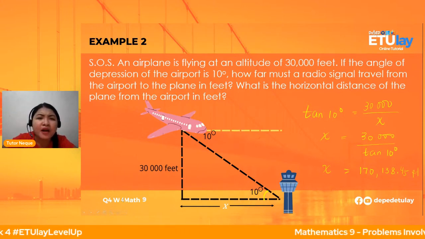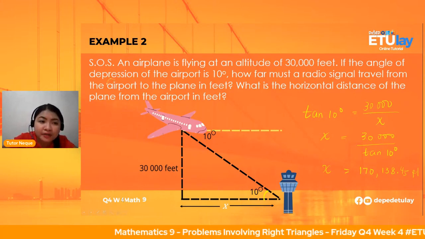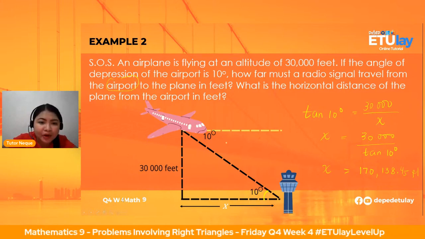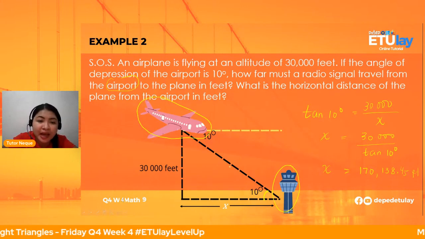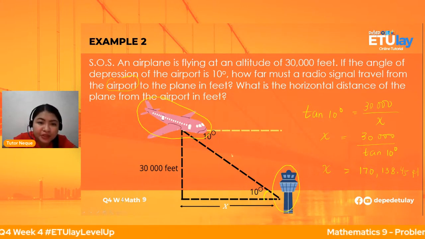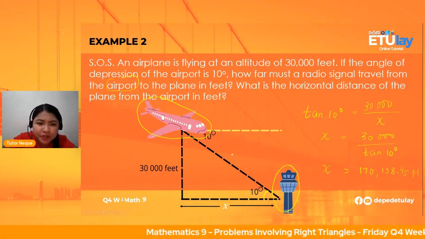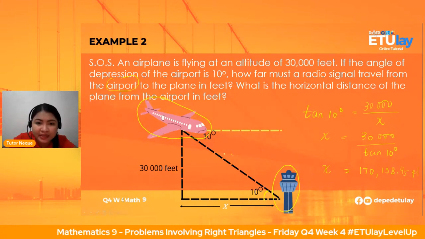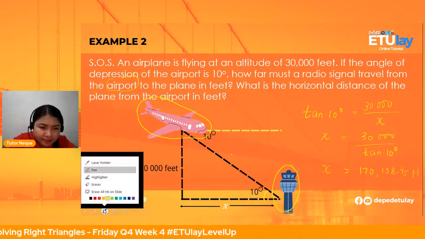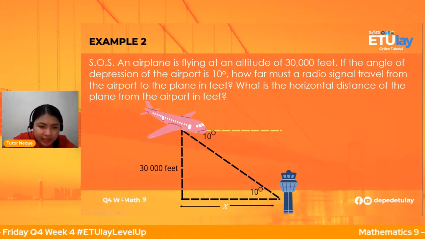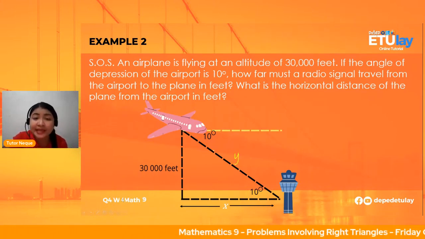Pero ang tanong, how far must a radio signal travel? Paano naman? From the airport to the plane. O, ito naman, airport to the plane. Yan. So, ano yung hahanapin natin? Ito. Okay. So, dalawa ang ating question dito. So, we are looking for the diagonal distance, no? Paano naman kapag ito? Trace lang po natin, ha? Okay. So, lagyan na po natin dito. Ito na ang ating next na hinahanap.